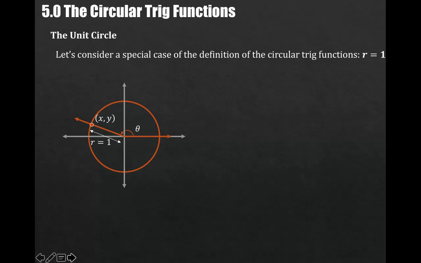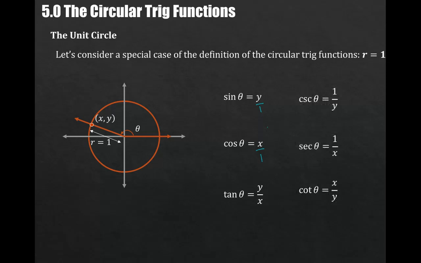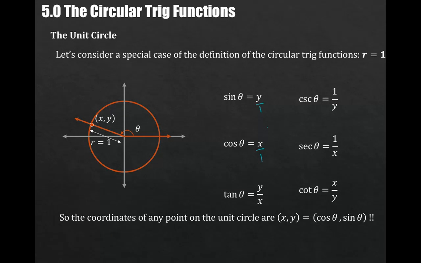There's our very nice unit circle. The sine of theta is just y. Why is it just y? Because the radius is 1. It's over 1. That's why it's working this way. The cosecant is the reciprocal. The secant is the reciprocal. The cotangent is the reciprocal. Reciprocal functions. We worked with those last year.